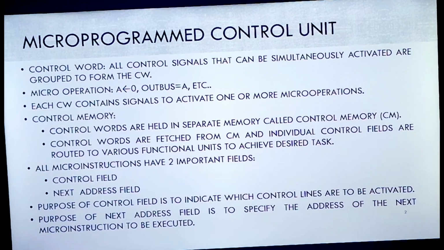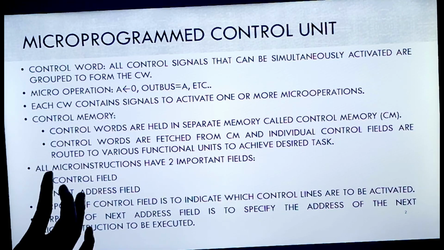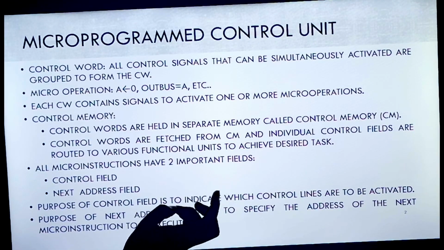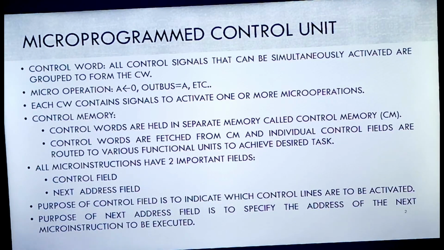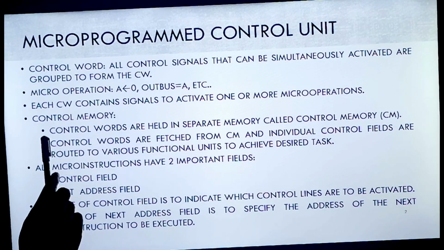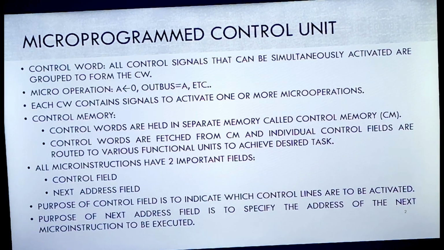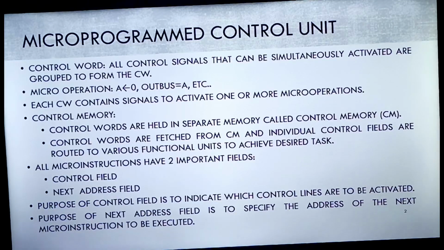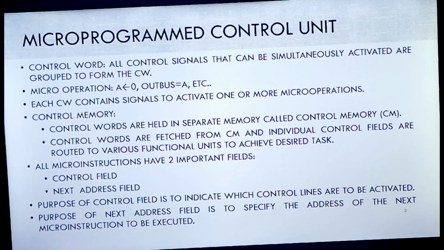Fine. The next important terminology you have to understand is control memory. I told you we have to generate the control signals first and then store them somewhere. Where will I store them? I need some memory to store my control word, right? That memory is nothing but control memory. So control word and control memory, these two terms you have to remember. Other than that, micro operation, I already told you what that is. Now we understood what a micro instruction is, what a control word is, what control memory is, I guess. Fine. Now all micro instructions have two important fields.